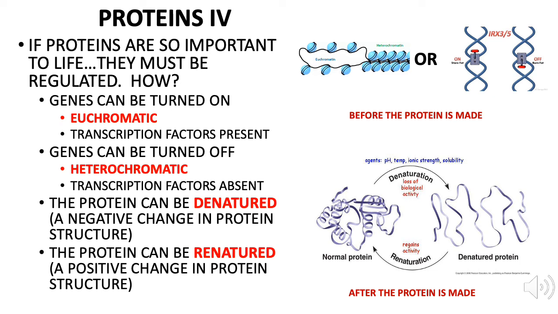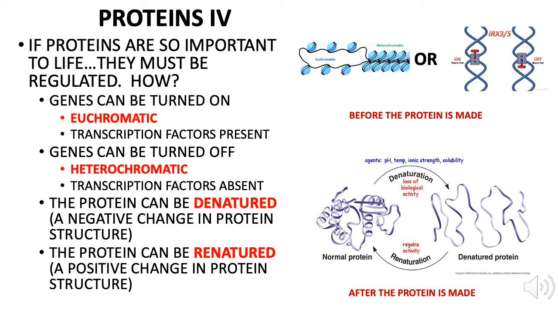There's one other set of bullets here, and that is, can we regulate the protein after it's made? And that is a very real possibility. One of the ways we could do it is just simply change the shape of the protein. If you change the shape of the protein, you alter its ability to do its job. It's a way of increasing or decreasing the activity of the protein based on changes in its structure. You will see the word denatured under the bullet point. You will see the word renatured under the bullet point.